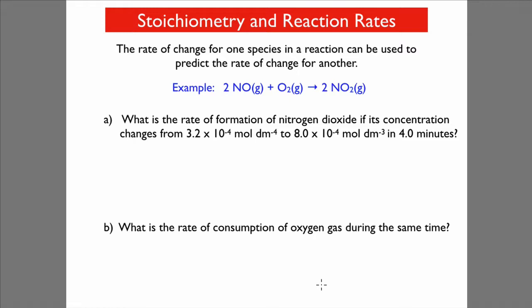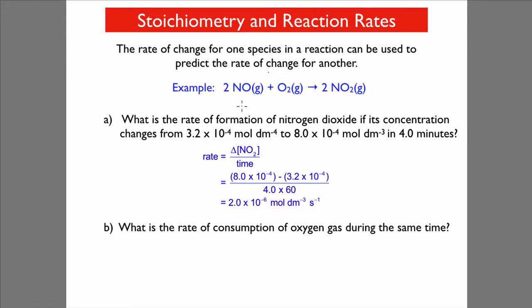Well, we have initial and final concentration and we've got time, so it's fairly straightforward. The rate will be the change in the concentration over time. We see that the final is 8.0 times 10 to the minus 4, so final minus initial concentration divided by 4 times 60. We're converting minutes into seconds to get our answer, so very straightforward.